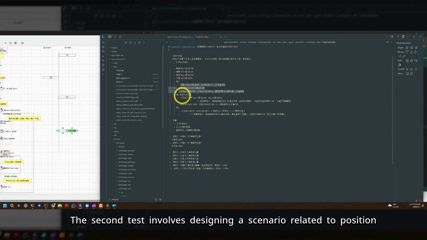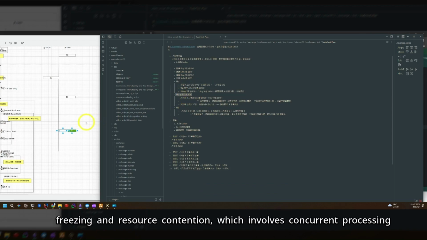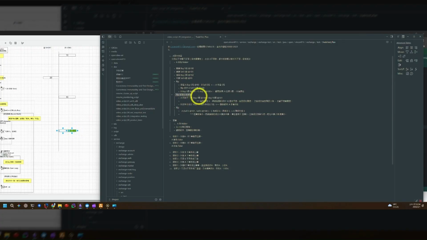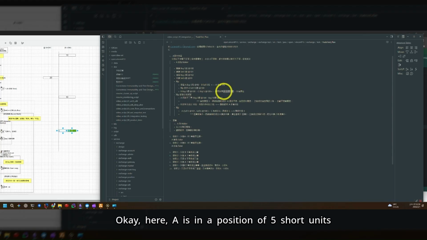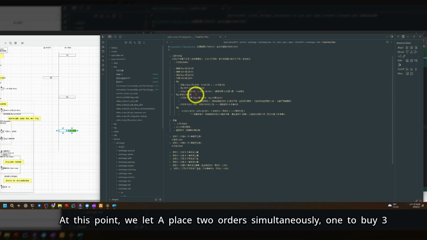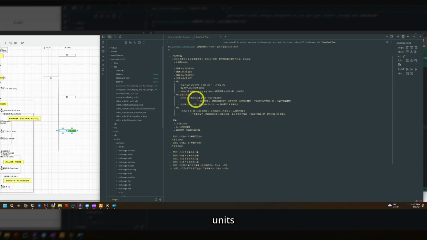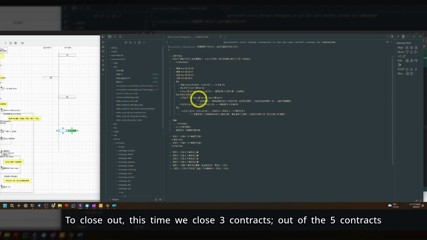The second test involves designing a scenario related to position freezing and resource contention, which involves concurrent processing. Okay, here, A is in a position of 5 short units. At this point, we let A place 2 orders simultaneously, one to buy 3 units. To close out, this time we close 3 contracts.